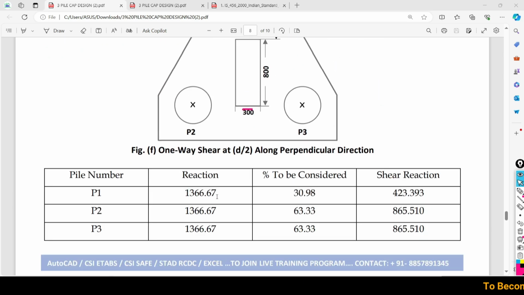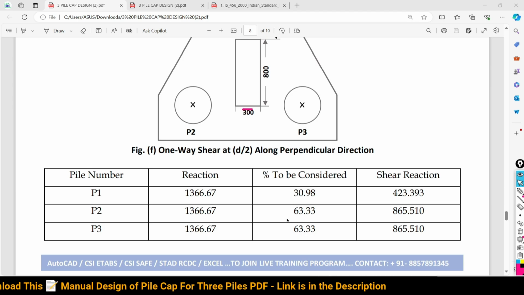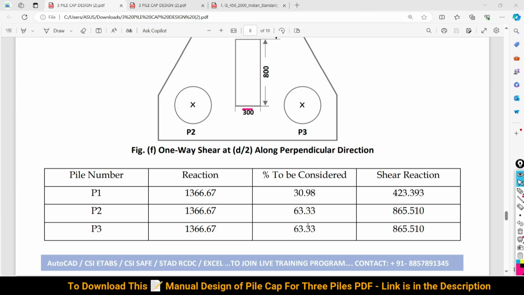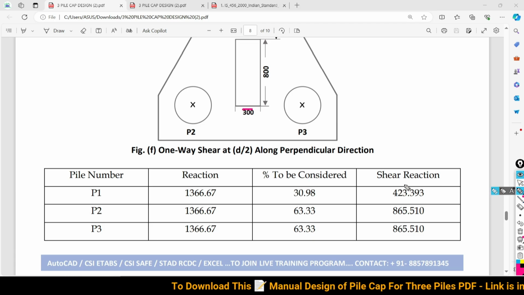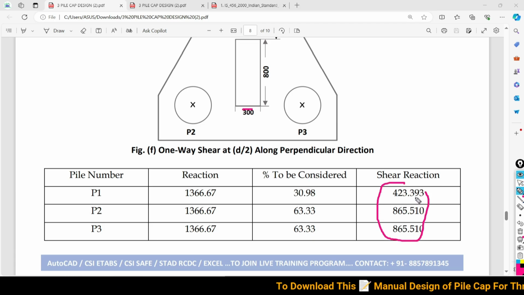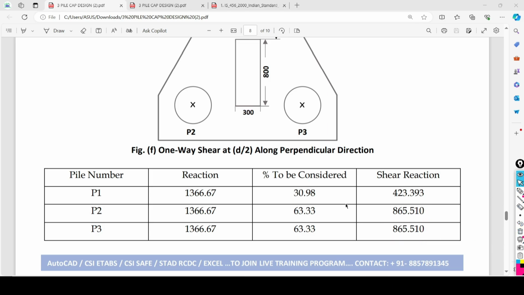Now again, the percentage of reaction to be considered for P1 is 30.98, for P2 63.33, and for P3 63.33. These are the percentages of the reaction to be considered. After doing this calculation, the same values are coming here: 423.393, 865.51, 865.51. These values are coming here.